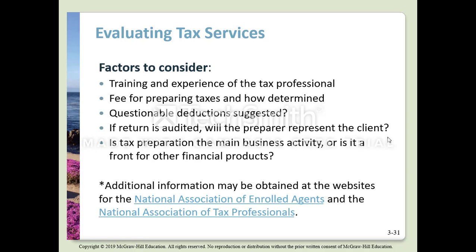Evaluating tax services. So there are some factors to consider when choosing a tax service. I would highly suggest asking friends and family for recommendations instead of depending on advertisements or flyers that you get in the mail and different things.